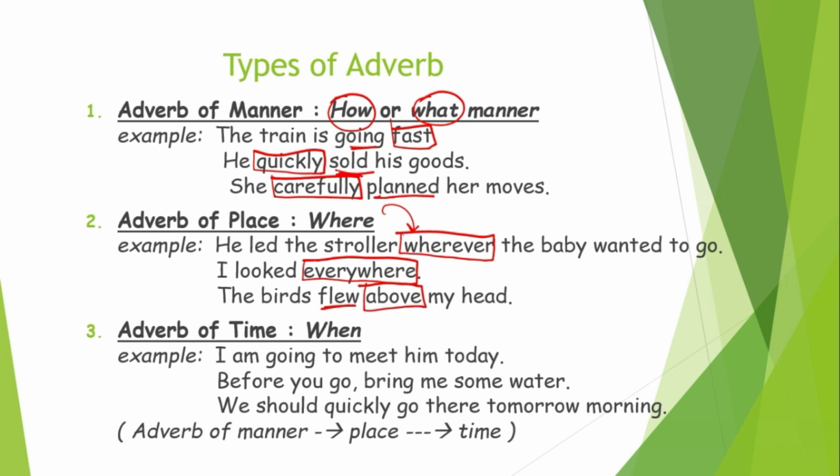Let's now go to the adverb of time. This tells us when a particular action is happening. When, kab. I'm going to meet him. When am I going to meet him? I'm going to meet him today. So the adverb of time here is today.